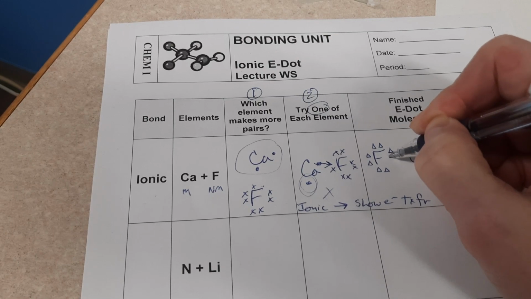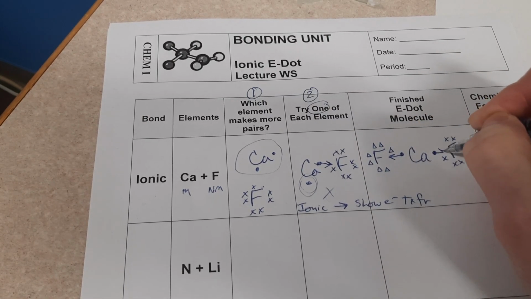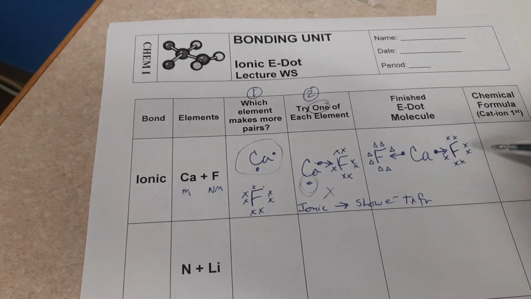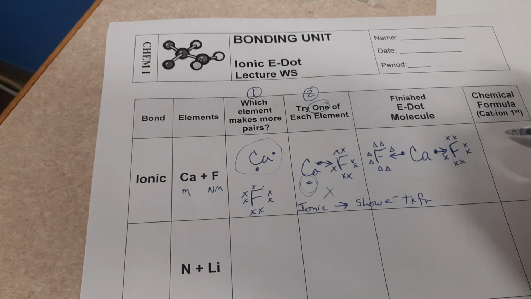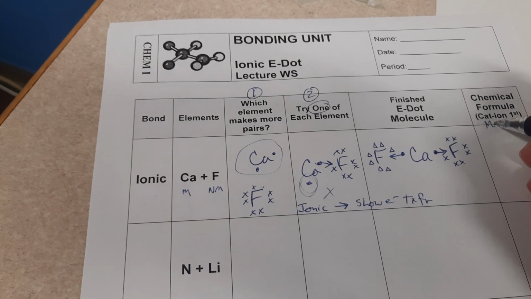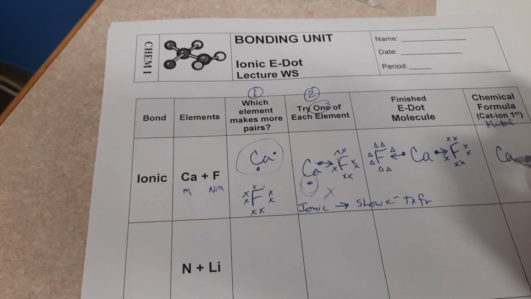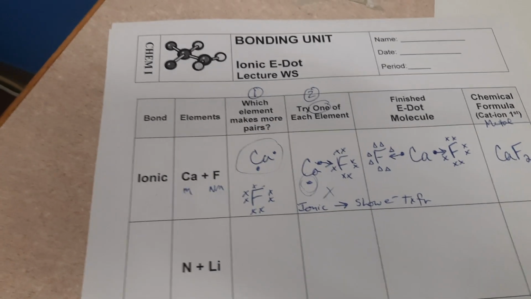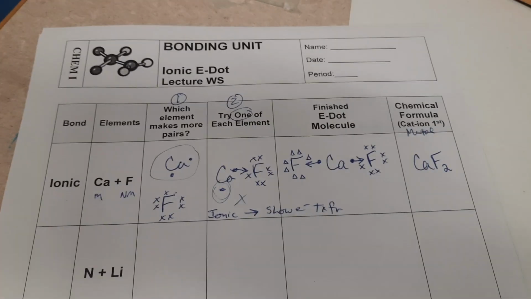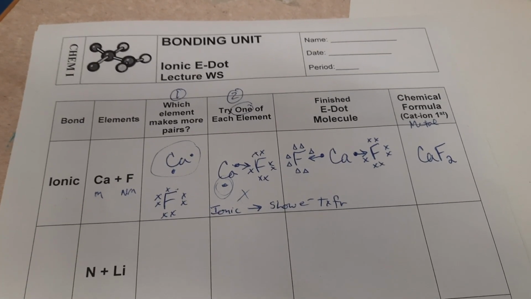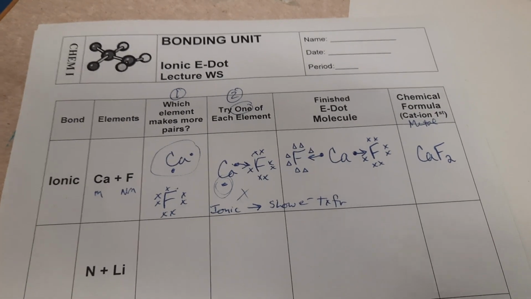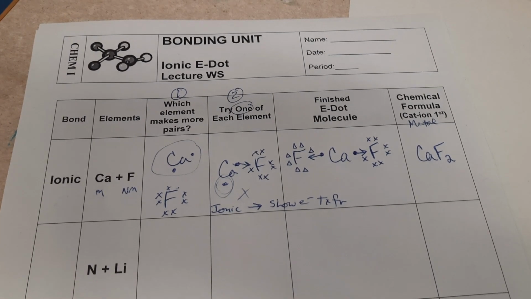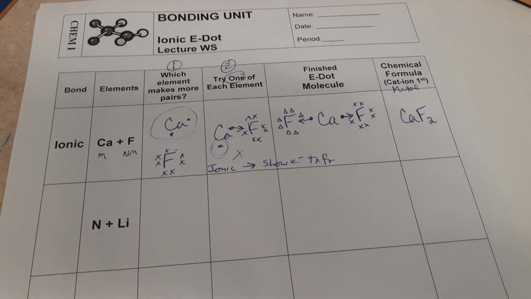My metal is going to give up electrons to my non-metal, so I have 2 arrows. So do I have any singles left? I do not. So I know my chemical formula. The metal goes first, so I'm going to have calcium and 2 fluorines. So if you are not given the formula, this is how you find the formula based on our E dot structures. All right, I'm going to do this again with nitrogen and lithium.